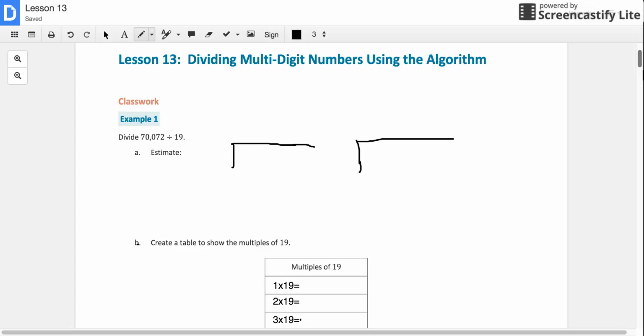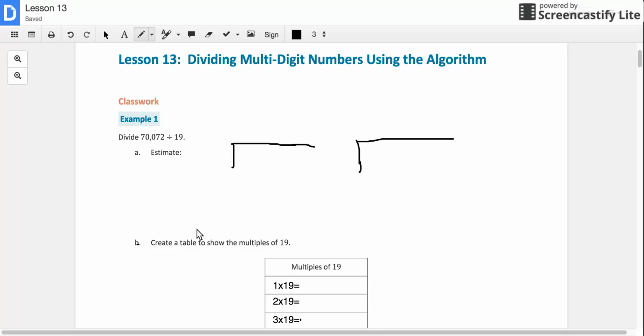All right, today we are dividing multi-digit numbers using the standard algorithm, and we're also going to use a handy table. If you are struggling with division, using a table is a great strategy to make the steps of the standard algorithm a little simpler, not quite so scary, not such a pain. We're going to start by estimating, and then we're going to do the actual division.